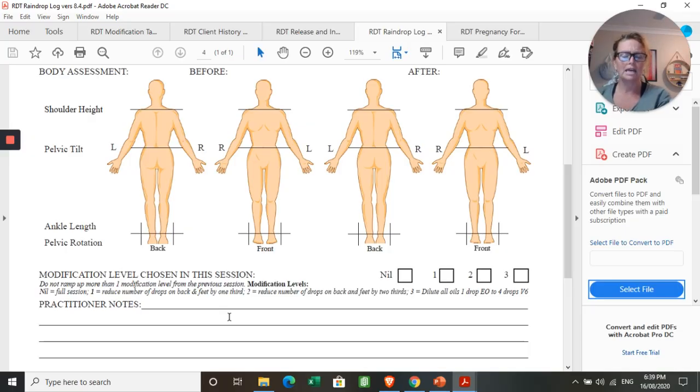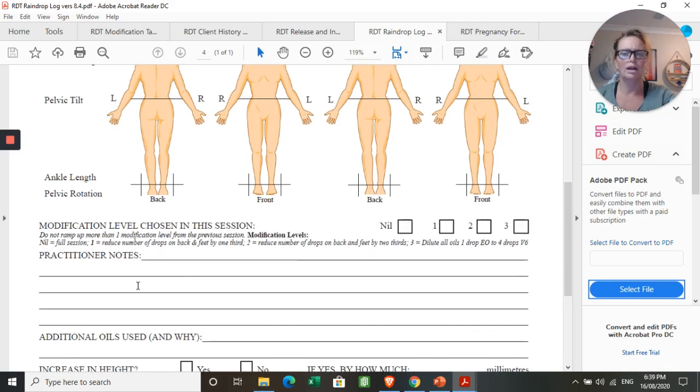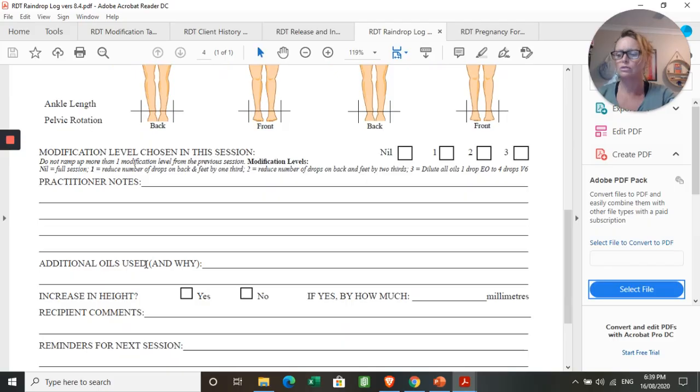So they're the kinds of things that we're looking for when we're marking and wanting to see what you're recording of your session with your client. Any additional oils that you may have used, and why you would have used them. So, if it was something that you felt intuitively to use, or, we use Palmarosa today because it's a similar frequency to wintergreen, and wintergreen was contraindicated, or something to that effect. You want to record the increase in height, and we'd like you to measure the millimeters if you can. It's exciting for them too.